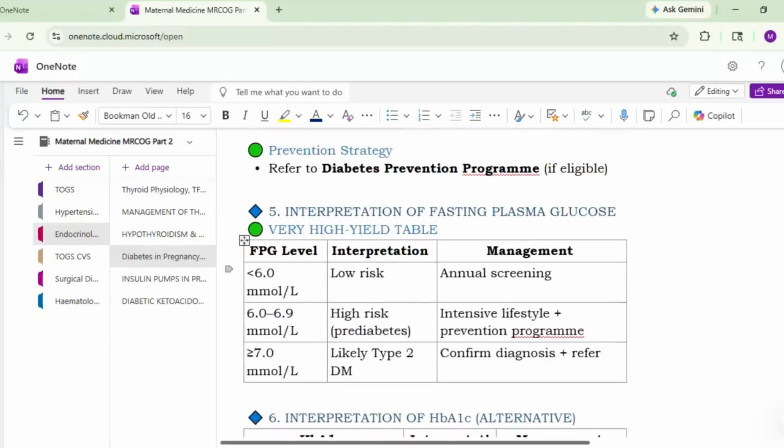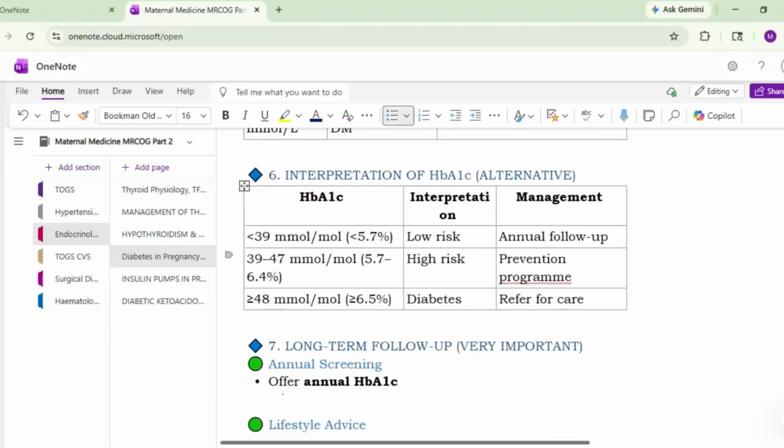Okay. So postnatally, we have to screen these ladies for the detection of the high risk for the development of type 2 by doing fasting plasma glucose. With fasting plasma glucose less than 6 is low risk, between 6 to 6.9 she is pre-diabetic, she will be requiring diabetes prevention program plus intensive lifestyle, and more than 7 she is diabetic. Okay, with respect to HbA1c, less than 39 is low risk, 39 to 47. Okay, so please remember these HbA1c values also. You remember these, both millimoles and HbA1c values.